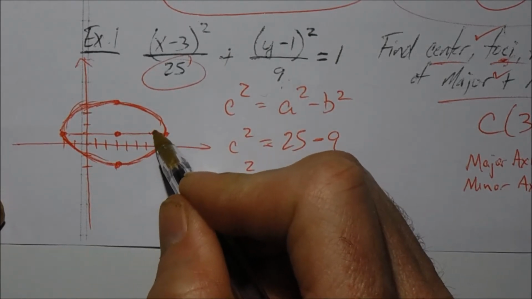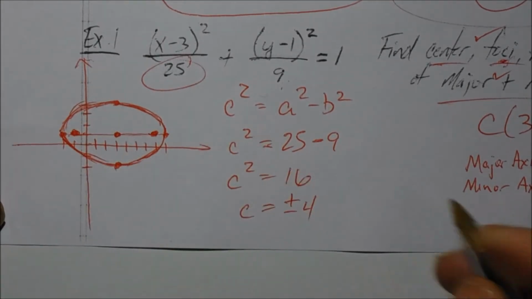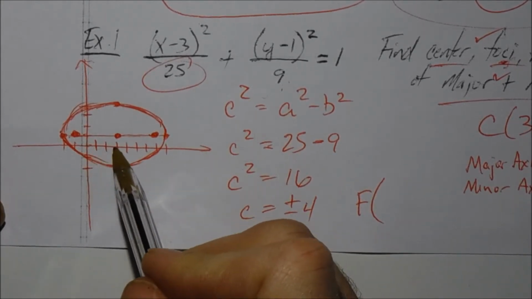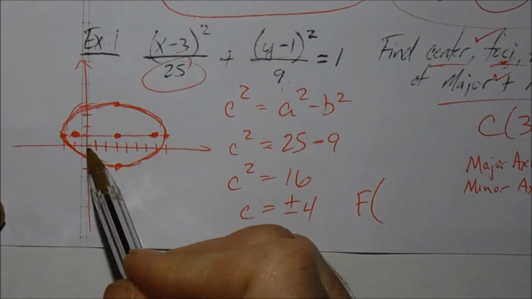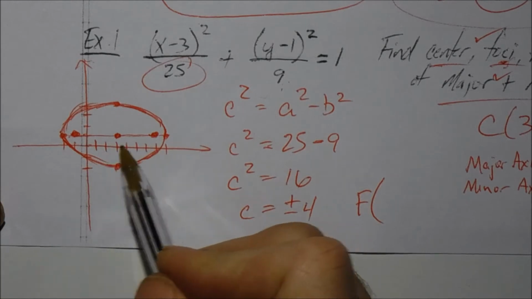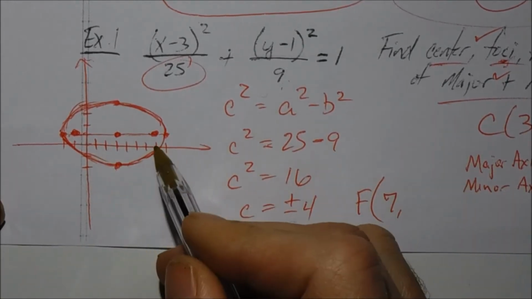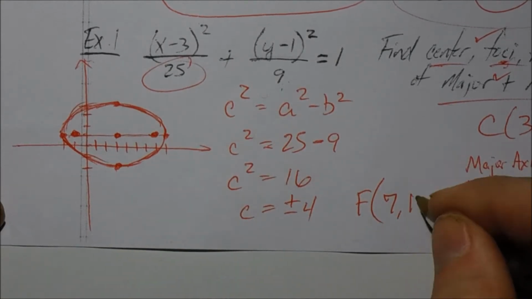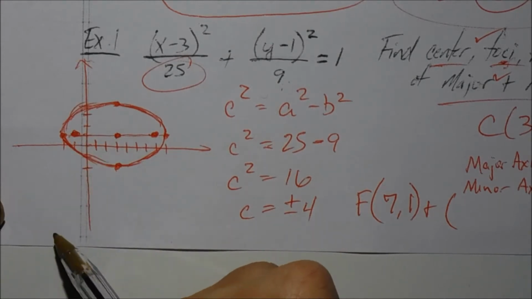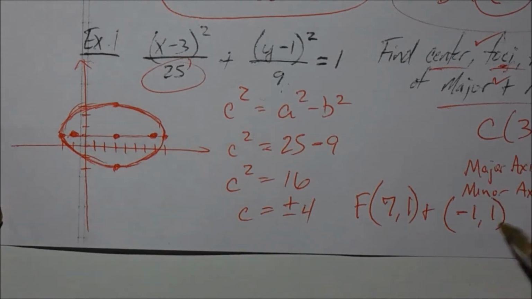From here to here is 5, so I'm just 1 shy, and just 1 shy over here too. Agreed? So my foci are at, this is all the way out here, this is a 3, right? So 3 plus 4 is 7, and that was up at 1. So 7, 1. And the other one is at 3, go back 4, so that's negative 1. Negative 1, 1. You follow, Mr. Elijah Stroop?